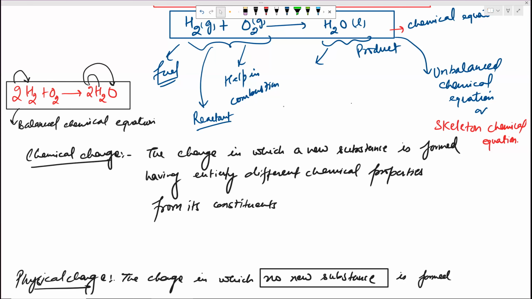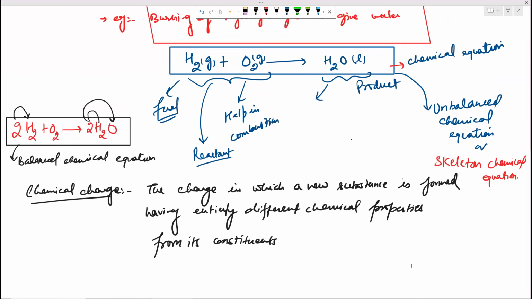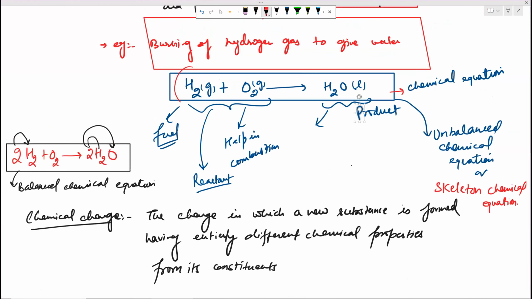Okay, so this is the chemical change. What is a chemical change? The change in which a new substance is formed, having entirely different chemical properties from its constituents. A new substance means an entirely new substance. For example, hydrogen gas is a fuel, everybody knows that. Oxygen helps in combustion. What does water do? It extinguishes fire. Is there any property of hydrogen in water that is shown here?